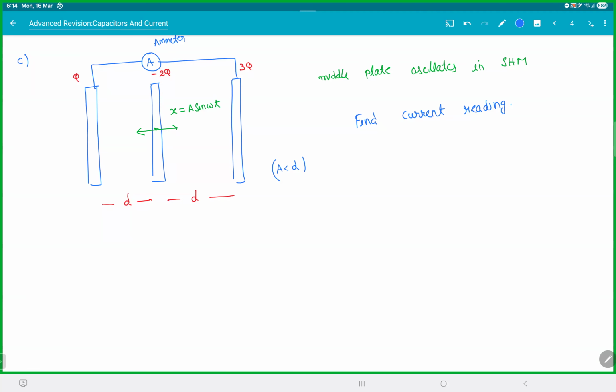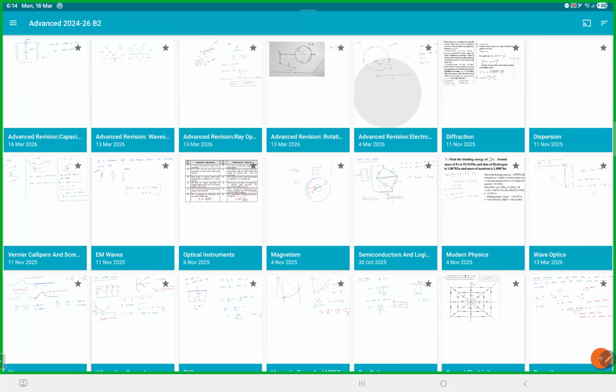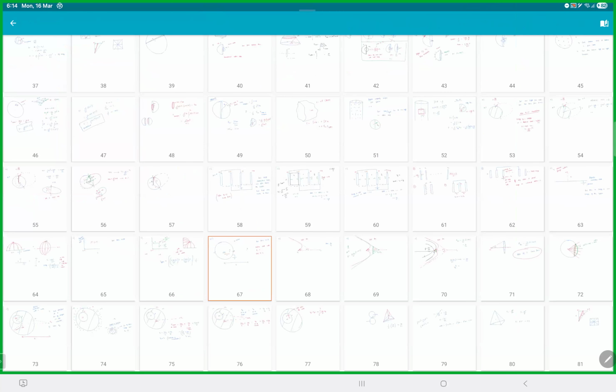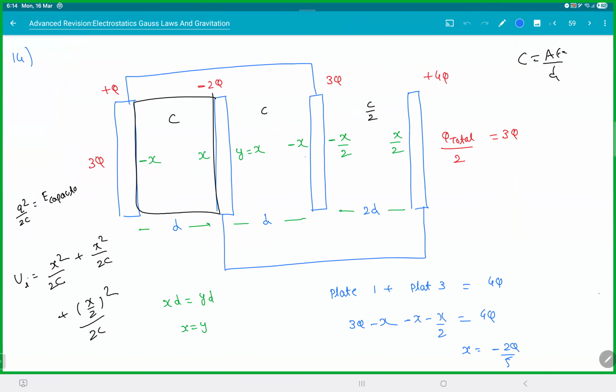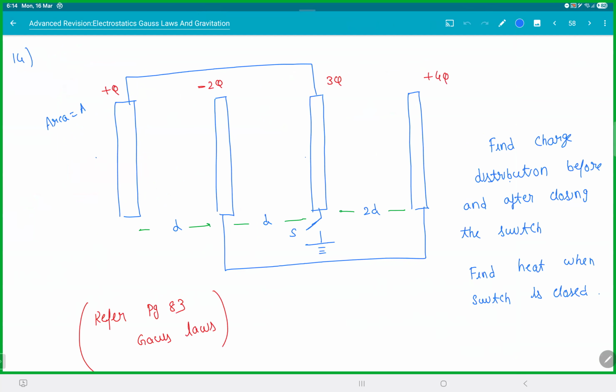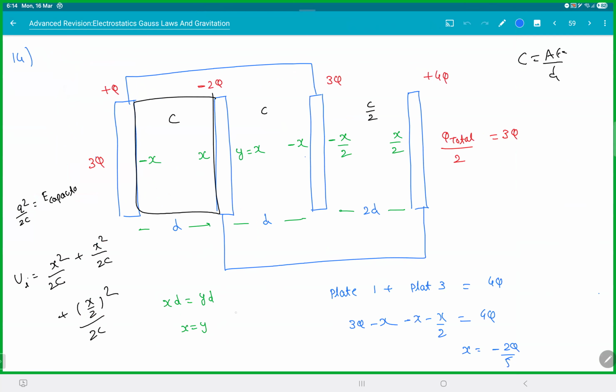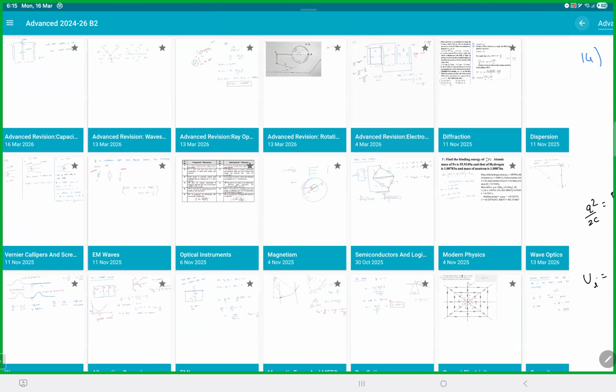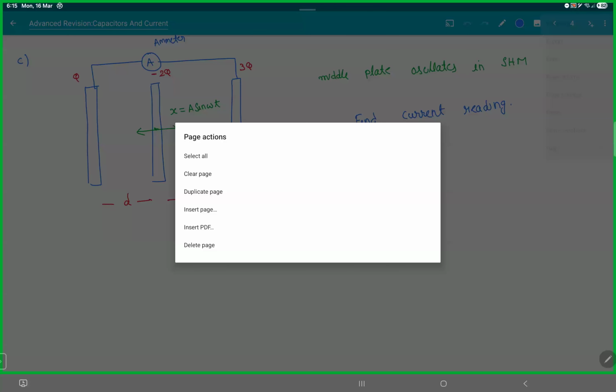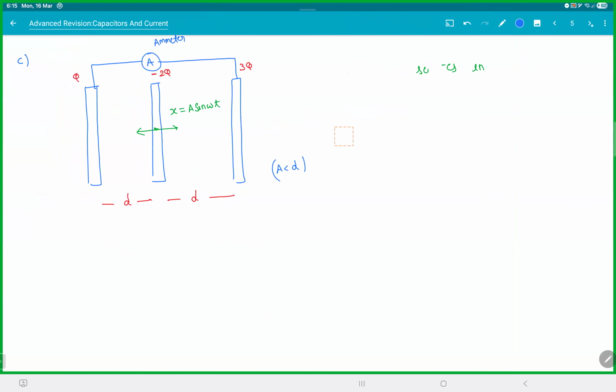So which concept should we use? If you guys remember, we did actually something like this. Remember I taught you this concept? Gauss law, I told you to revise this concept. X into d is equal to y into d. You need to know that. X1 d1 is equal to X2 d2. So let's say when this plate is oscillating in SHM, what happens? The distance would change. This distance will become d minus x.